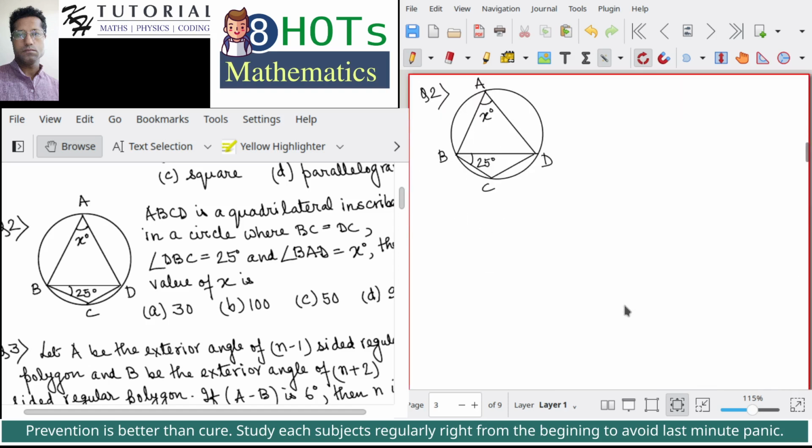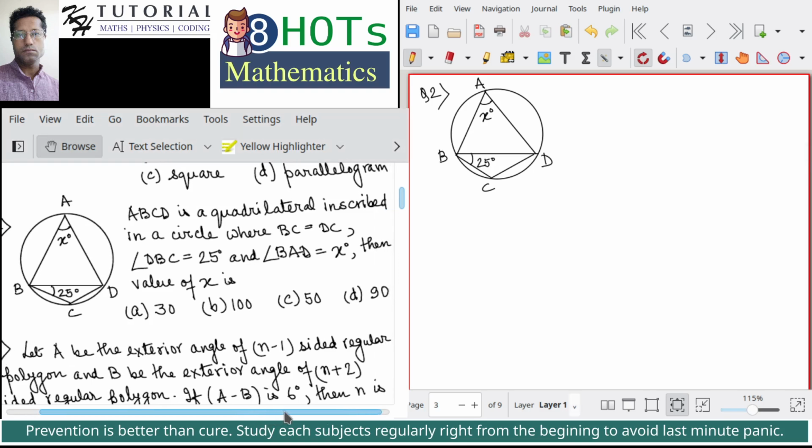Okay, problem number 2. ABCD is a quadrilateral inscribed in a circle. Inscribed means a quadrilateral whose vertices are all on the circumference of a circle. So in this, as you can see, all the vertices A, B, C, D are on the circumference of the circle. So ABCD is a quadrilateral inscribed in a circle. This type of quadrilateral is also known as a cyclic quadrilateral. So ABCD is a cyclic quadrilateral.